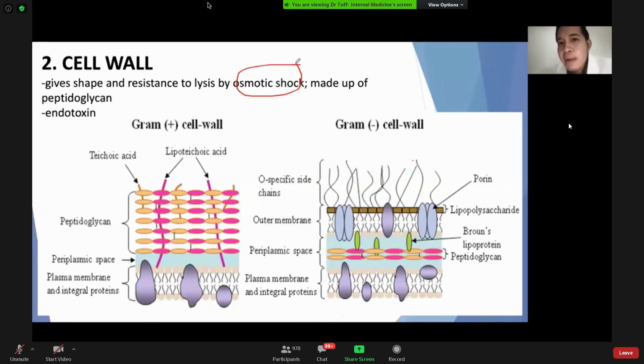So sa board exam, mahalaga na alam po natin sino si gram-positive, sino si gram-negative. At mahalaga din na memorize natin or somehow familiar sa atin ano ang difference ng gram-positive cell wall and a gram-negative cell wall. Is that clear?